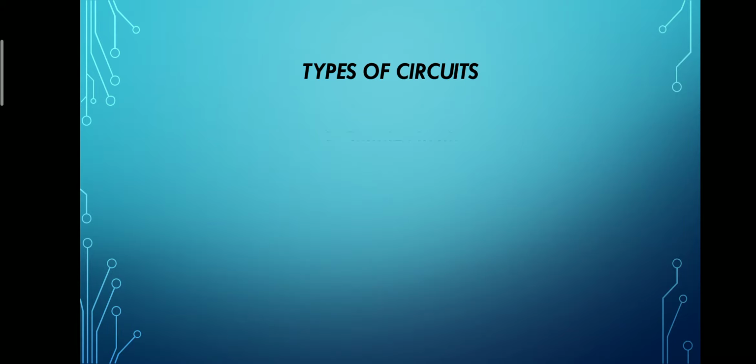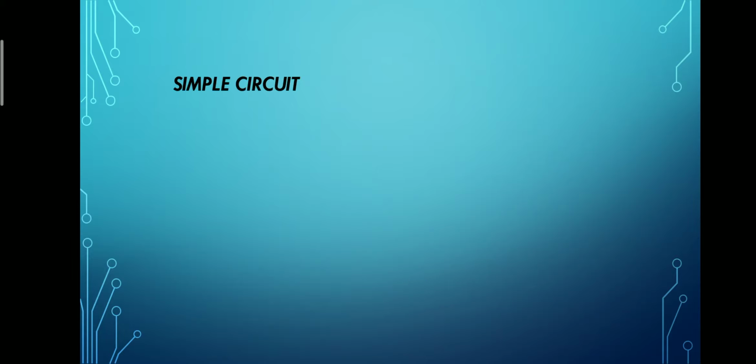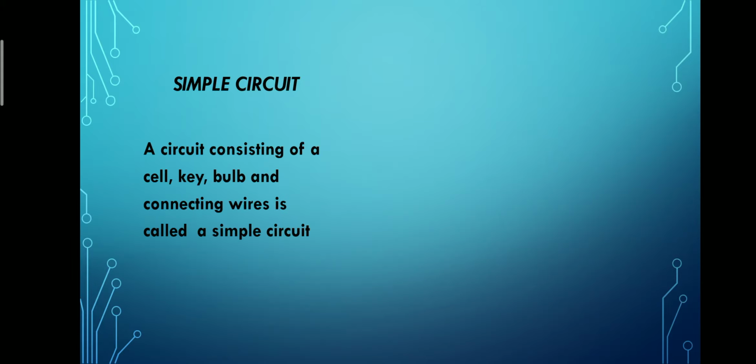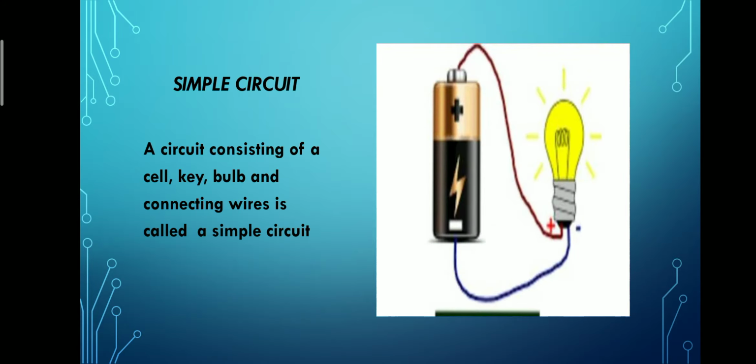And next, another classification of circuits. First one is a simple circuit, then the series circuit, and the parallel circuit. A simple circuit is very simple. We have a cell, key, bulb, and connecting wire. Look at this picture. Everything will be connected. So that is a simple one.